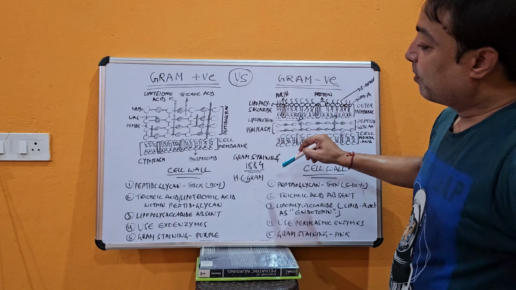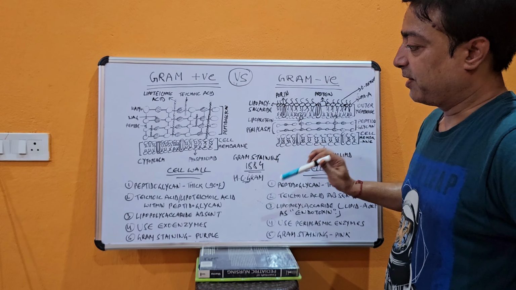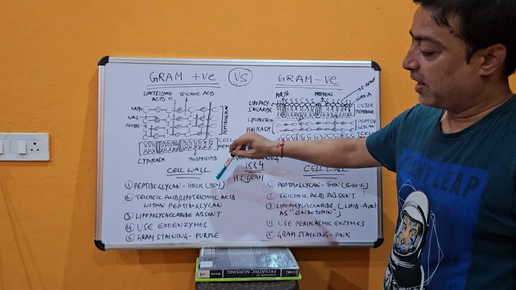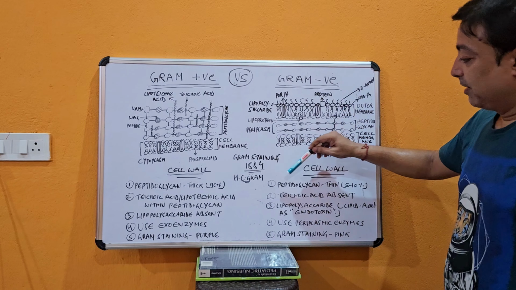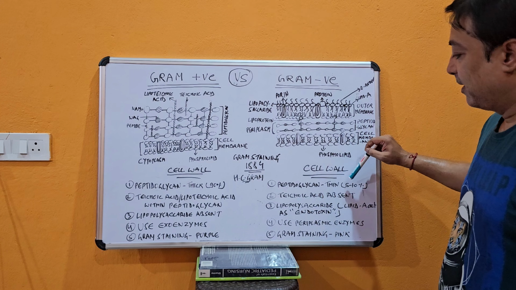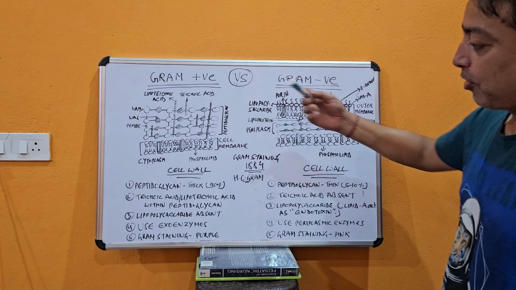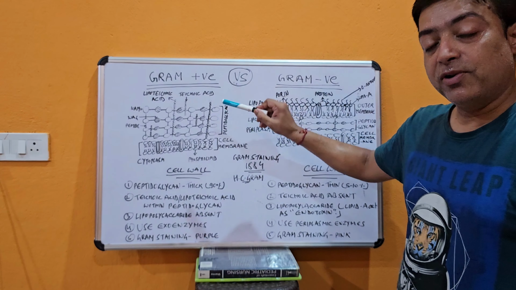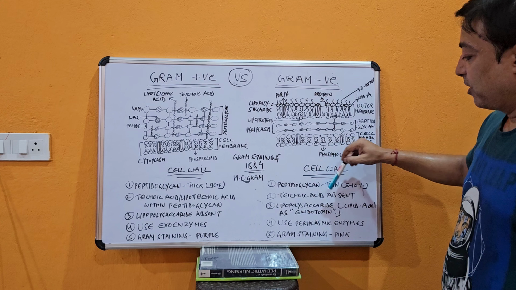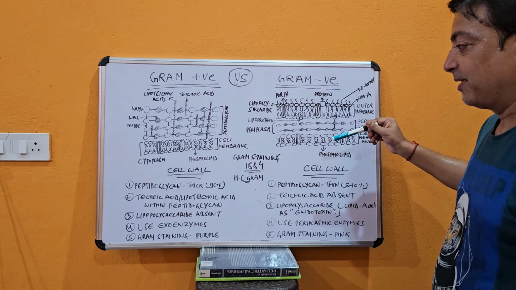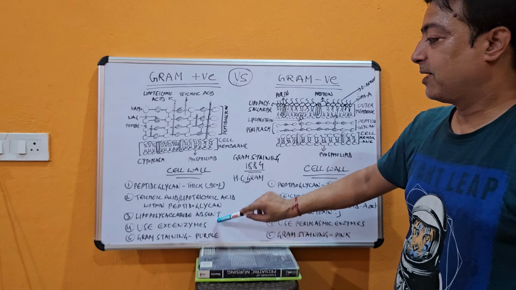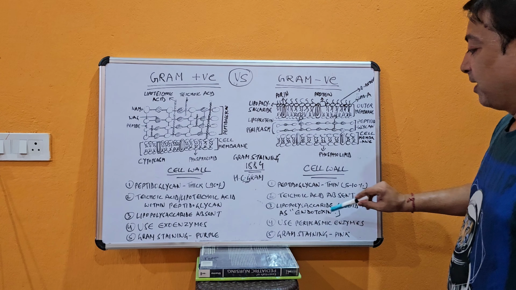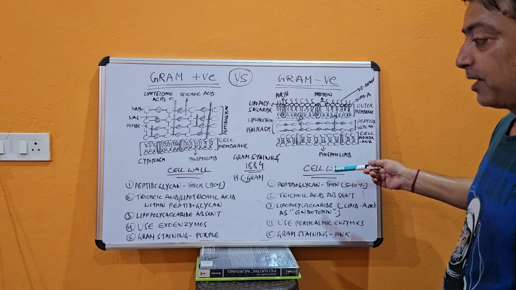Now coming to the main differences. In gram positive bacteria, the peptidoglycan layer is thick, almost 90% of the cell wall, against gram negative where the peptidoglycan is very thin, only 5 to 10% of the cell wall. Teichoic acid and lipoteichoic acid are present only in gram positive bacteria, but in gram negative they are absent. Lipopolysaccharide is absent in gram positive, but in gram negative it is present, with lipid A as its main component acting as endotoxin.